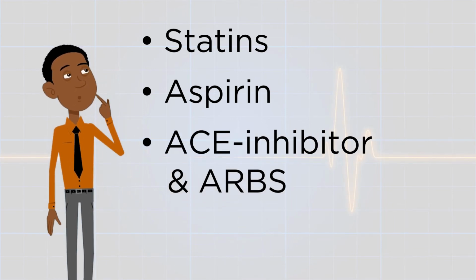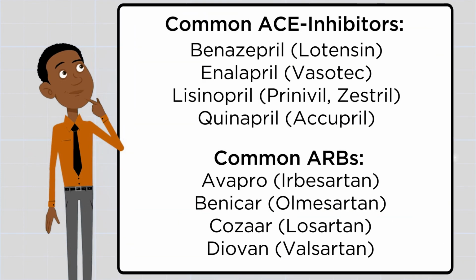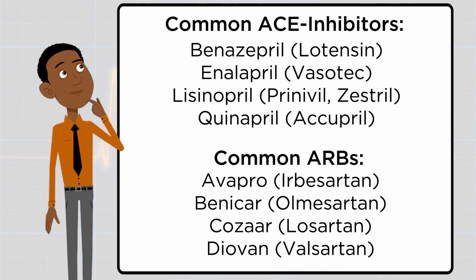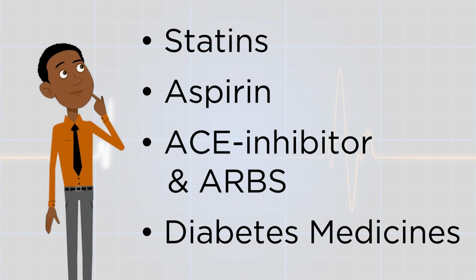ACE inhibitors and ARBs. These are 2 medicines that can lower blood pressure and protect your kidneys. These medicines are similar and should never be taken together. Talk to your healthcare provider if you have questions about any of these medicines. Diabetes medicines. Certain diabetes medicines have been proven to keep your heart healthier. Talk with your doctor about these.